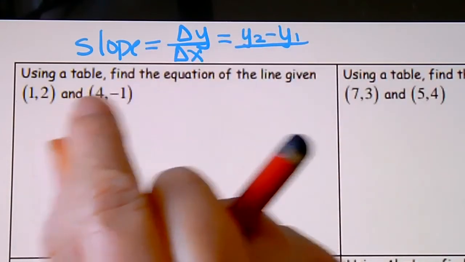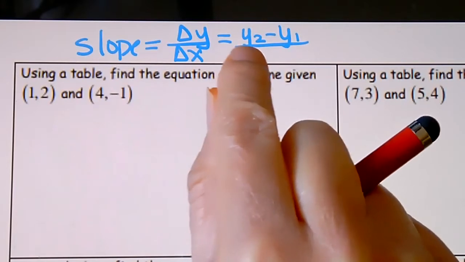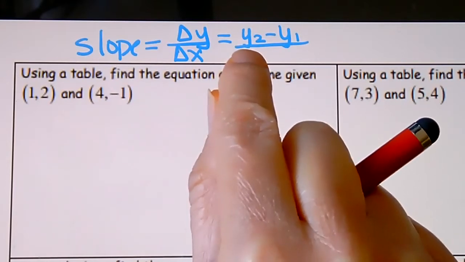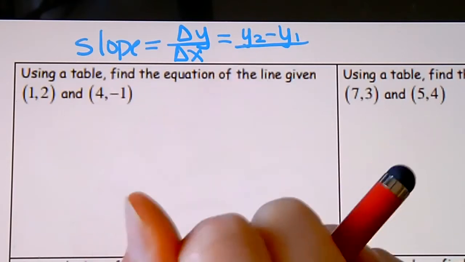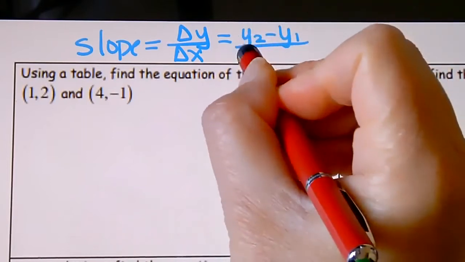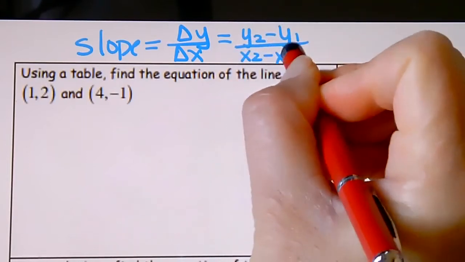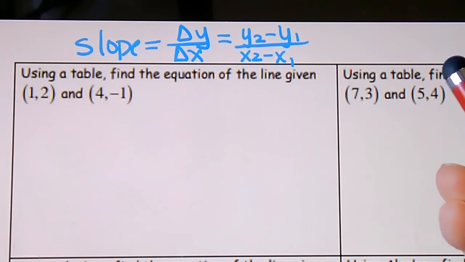But if I'm doing a y from the second point, I need to do the x from that second point. So I need to have x2 minus x1. So when I'm trying to find the slope, usually I'll try to see if I can do subtraction where maybe I don't have a negative.